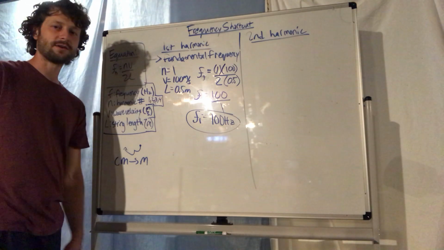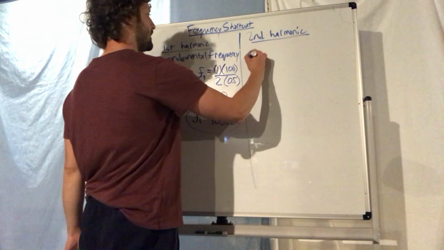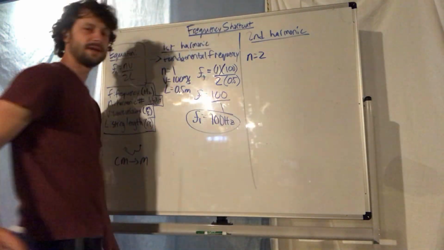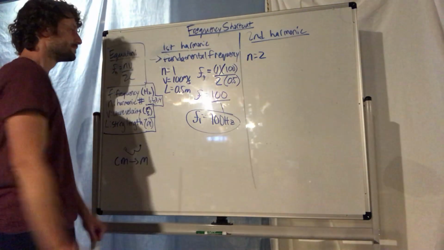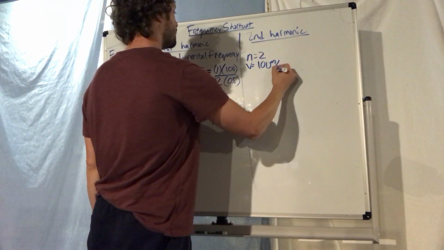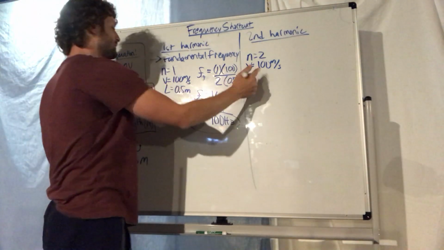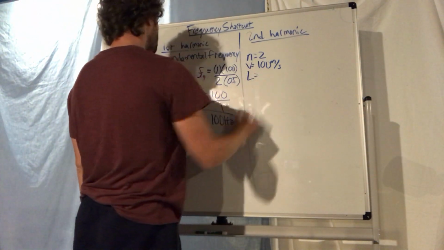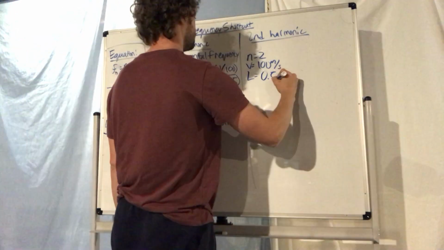So now let's calculate the second harmonic for this same string. So it's going to be n equals 2 because it is the second harmonic now. N is the harmonic number. V is going to be the same because we didn't tighten the string at all. We kept it the same. We didn't tighten it, so it's the same wave speed. The length is going to be the same because it's the same string.